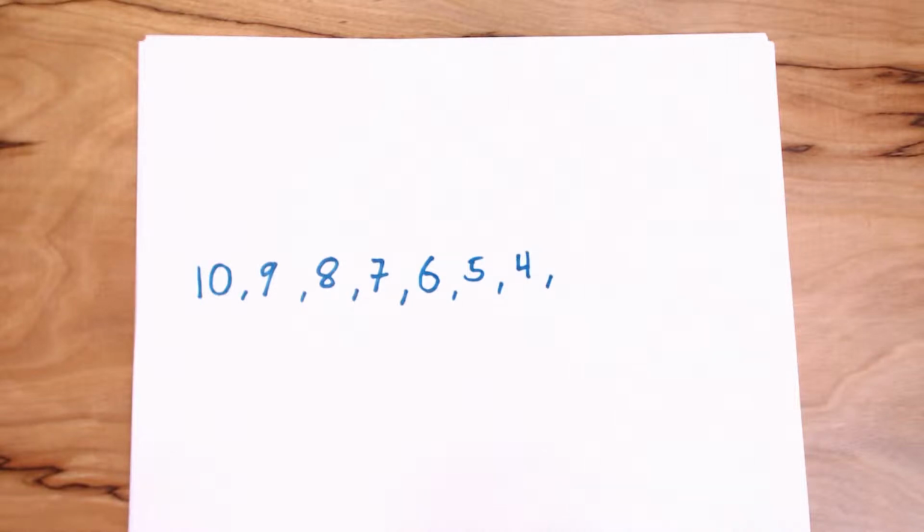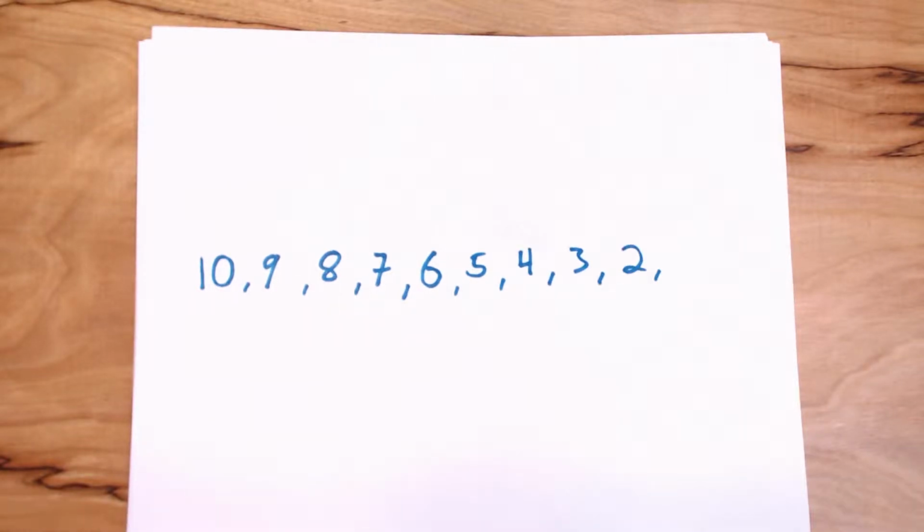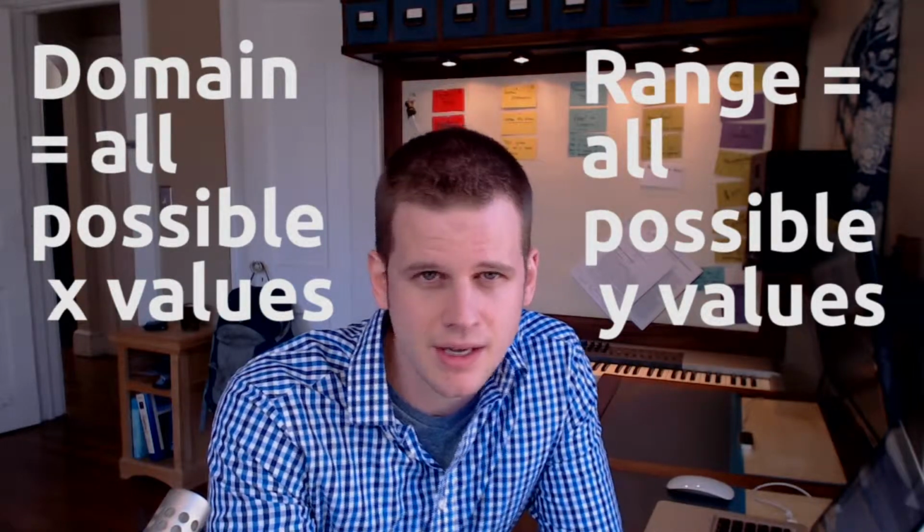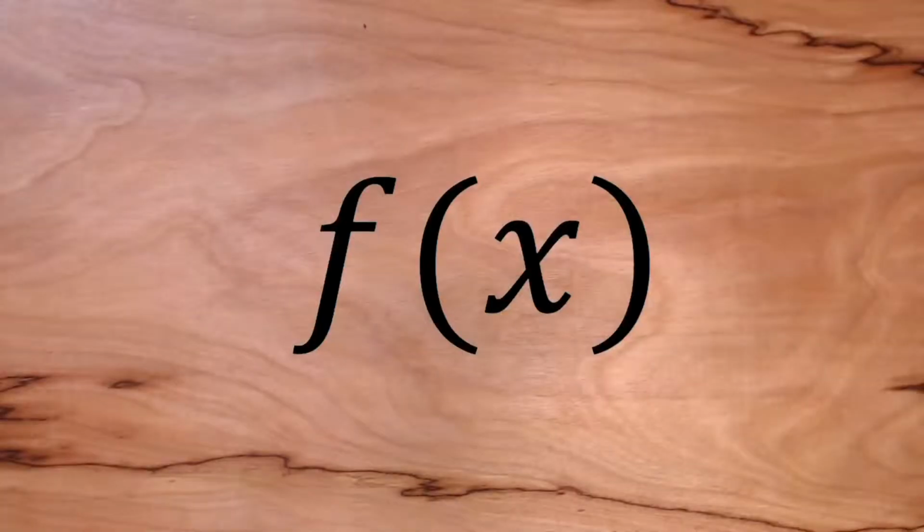All right, so do this. Take 10 seconds, and I want you to think of your best definition for domain and your best definition for range. Here's my definition. Domain is all possible x values, and range is all possible y values. But what the heck does that mean?